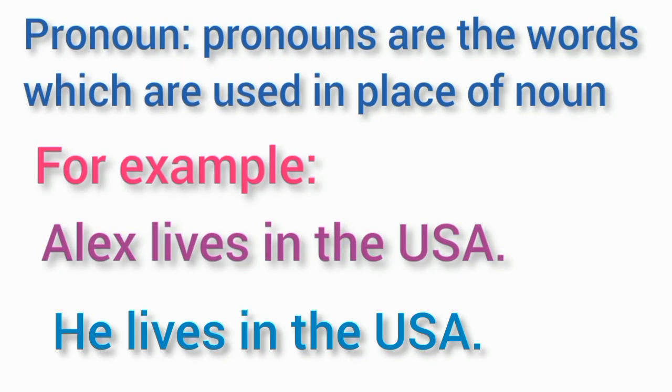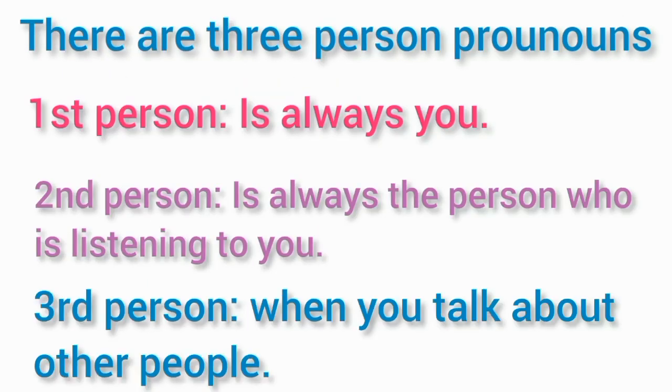Pronoun. Pronouns are the words which are used in place of nouns. For example, Alex lives in the USA. He lives in the USA. There are three person pronouns. First person is always you, the speaker. Second person is always the person who is listening to you. Third person, when we talk about other people.